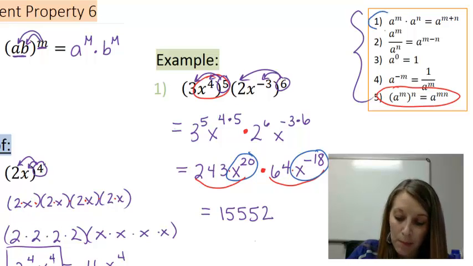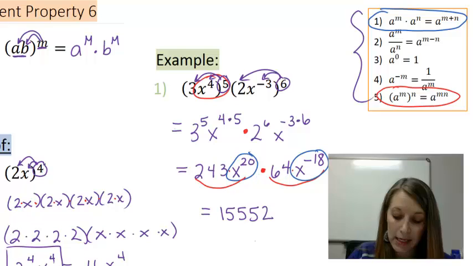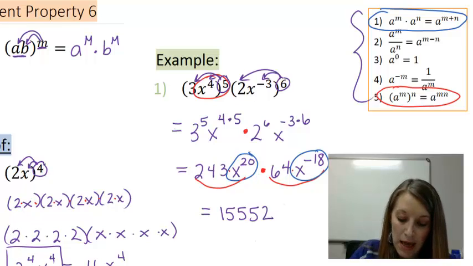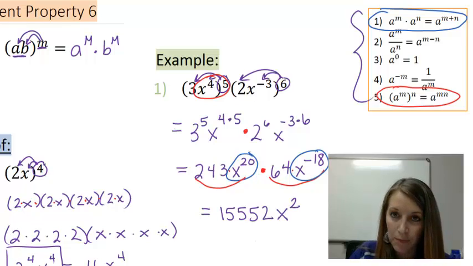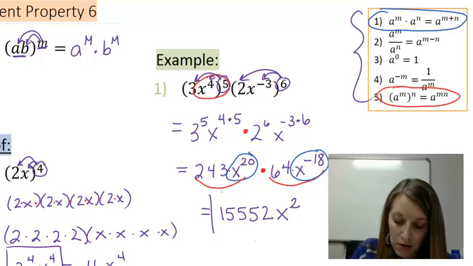That uses property number 1, where I add my exponents. So that gives me x to the 2nd power. And that there is my final answer to this example on property 6.